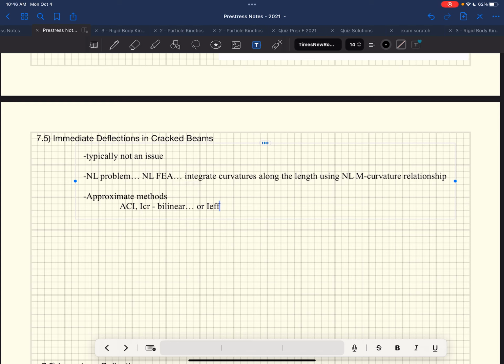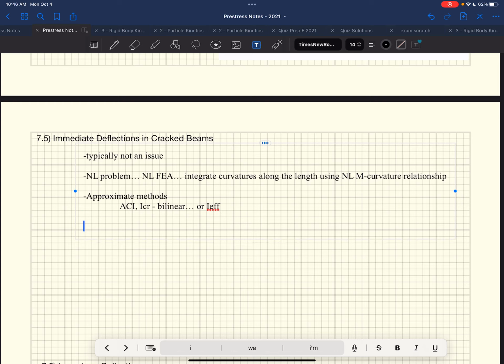Regular concrete, it cracks all the time, right? As soon as you put almost any load on a concrete beam, it's going to get a crack, right? And so that's where these other methods come in, these approximate methods, okay? And they come in regular reinforced concrete all the time. Usually you design just for h minimum, but if you do sharpen your pencil and calculate deflection of regular reinforced concrete, they also apply here as well.